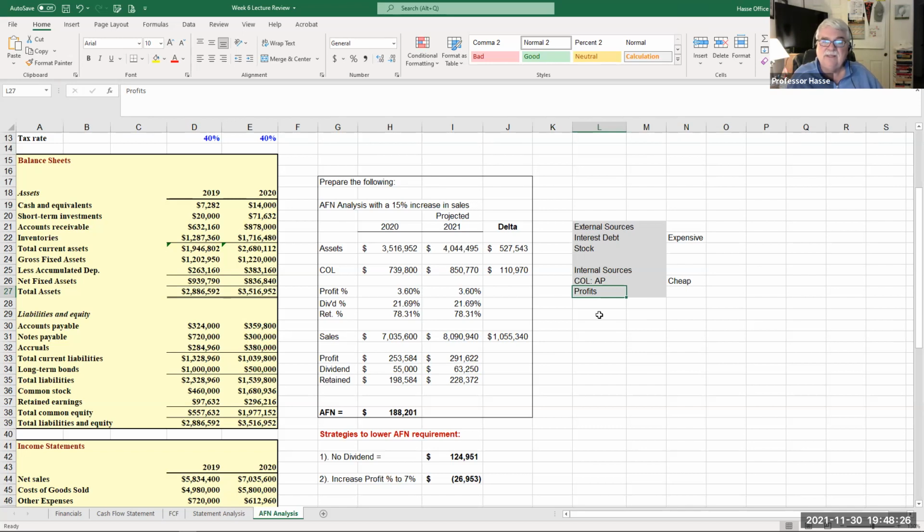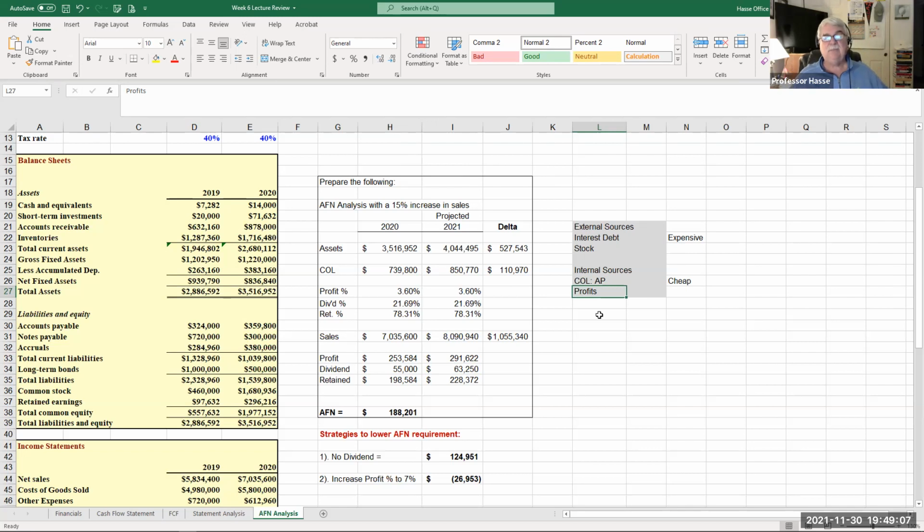Well, where are we going to get the money to fund that? Well, current operating liabilities, the increase in accounts payable and accruals. In 2020, accounts payable and accruals were $739,800. If we increase sales in this model by 15%, that means we can increase our short-term borrowing by 15% to $850,000. That gives us a delta of 110. So we've now come up with $110,000 to fund part of that asset growth of 527.